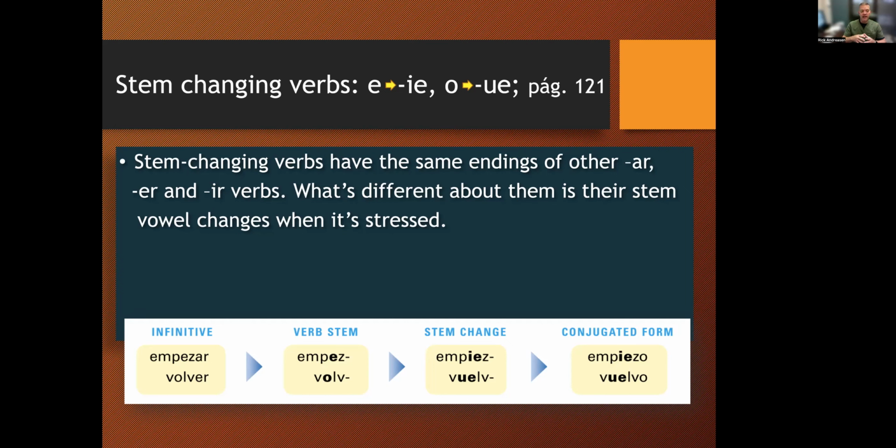In volver, the second verb, the stem, taking off the ER, is VOLV. Now the last vowel, the only vowel, that O, is going to change to UE and becomes vuelve for the new stem in certain conjugations. For example, the yo form, vuelvo. So we're not changing the endings. The endings are going to be consistent with the regular conjugation for an AR, ER, or IR verb. Only that vowel in the stem is going to change.